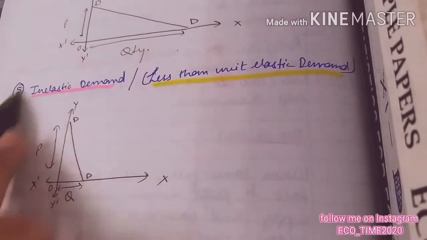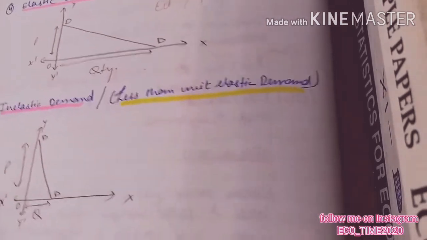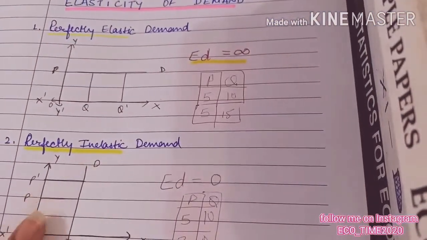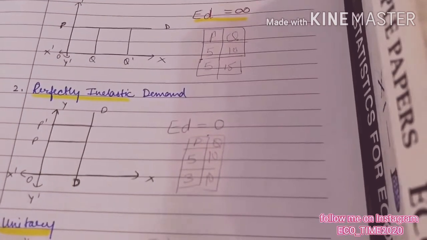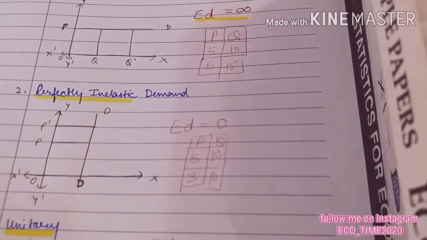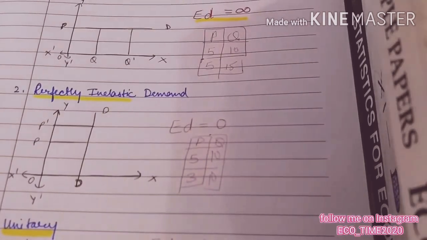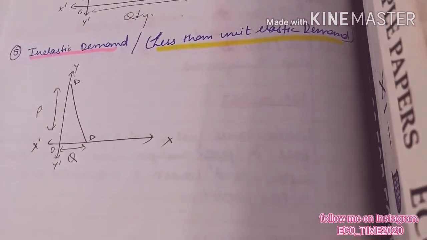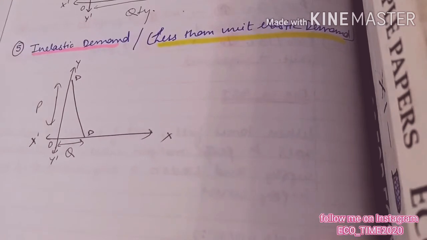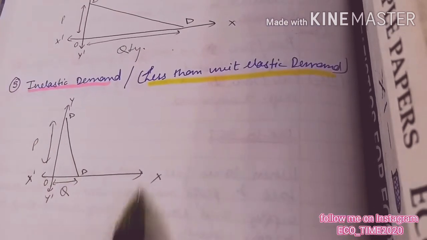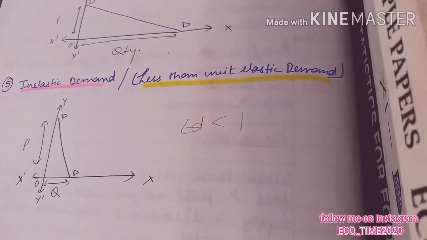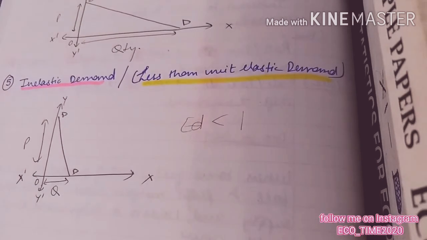As the name suggests, inelastic, it is also similar to perfectly inelastic demand. As you can see, it is vertical. So it is like this. It is steep, completely flat, but it is steep. So it will also be steep, but it is less than unit elastic, but not equal to perfectly inelastic. So the diagram is like this. So ED is less than 1. I hope you understood all the types of elastic demands.